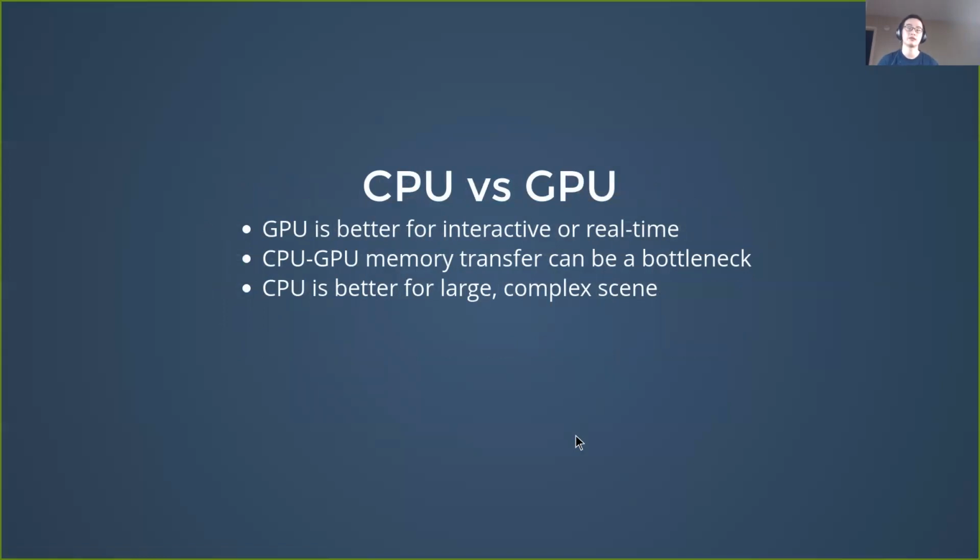So CPU and GPU both have their strengths. GPU is better for interactive or real-time applications because it has high throughput and can just deal with a lot of stuff. But CPU-GPU memory transfer can be a bottleneck, so it is recommended to just upload everything to the GPU once and then perform all the calculation on the GPU and never perform CPU-GPU memory transfer.